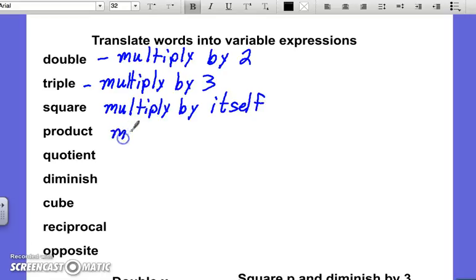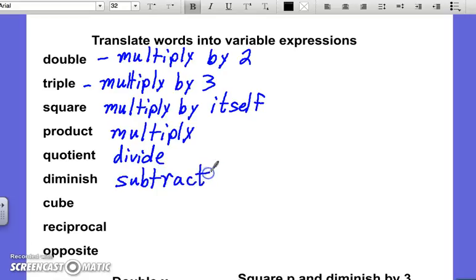Product, well, product just means to multiply. Hopefully you've got all these terms, you know this. Quotient, that means to divide. Hopefully you've memorized these terms, and it's to diminish. That means to subtract, okay? Sometimes they'll say subtract, sometimes they'll say decrease, but diminish means to subtract. It means to get smaller. All right, cube, to cube.